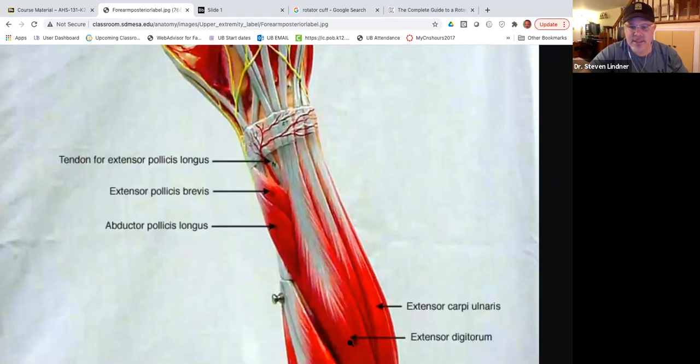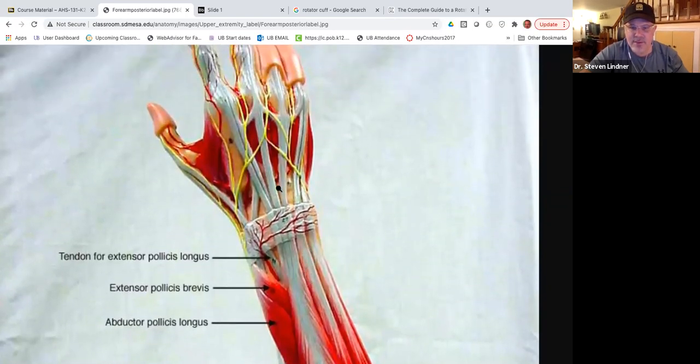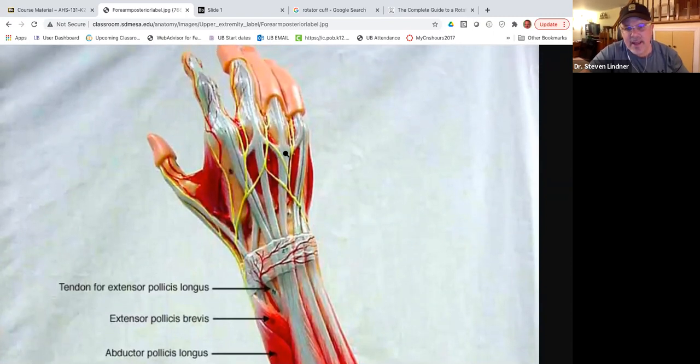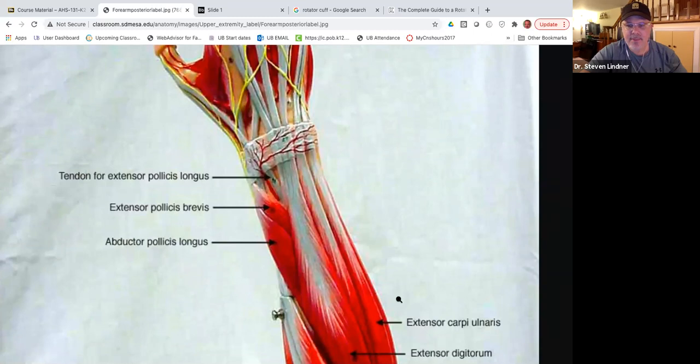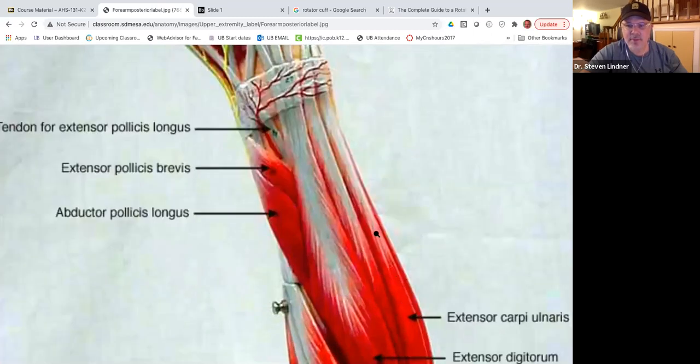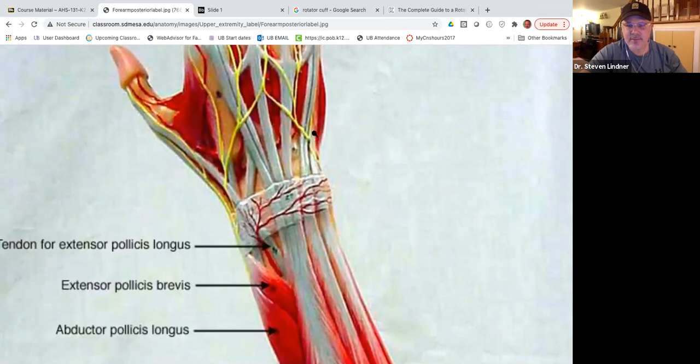This one is the extensor digitorum. You can see that it branches out, and it goes to digit 2, digit 3, digit 4, and it has a little extension here to 5. It only has a little branch, which is why the pinky, the extensor digiti minimi, has its own. And then here's the extensor carpi ulnaris, right there. It crosses the carpals on the ulnar side.